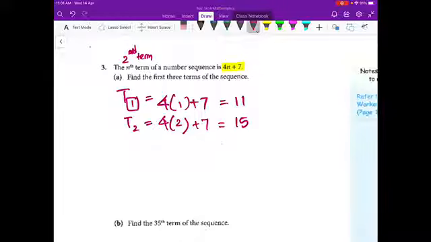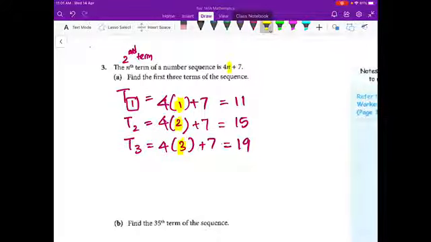Now what does term number 3 look like? Term number 3, 4 bracket 3, plus 7. So what do we have? 12 plus 7, 19. Now it's 19. The bracket number is the term number. Why does that happen? Because here, all these numbers, they are called n. 4n plus 7. The n is found here. The n is the term number.